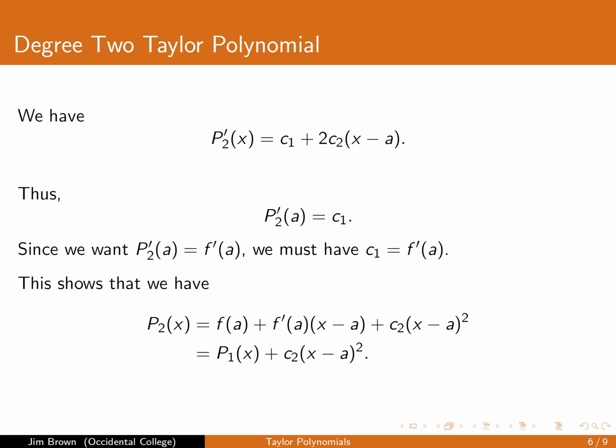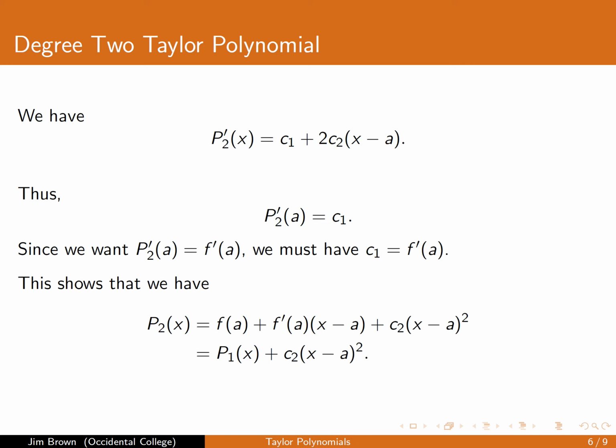So if we stop here and plug in what we found so far, we have P2 of x is equal to f of a plus f prime of a times (x minus a) plus C2 times (x minus a) squared. But notice those first two terms, f of a plus f prime of a times (x minus a), that's exactly the tangent line approximation, which we denoted as P1 of x. So the degree 2 Taylor polynomial turns out to be just the degree 1 Taylor polynomial plus a quadratic term. So now we just need to figure out what that C2 coefficient is.